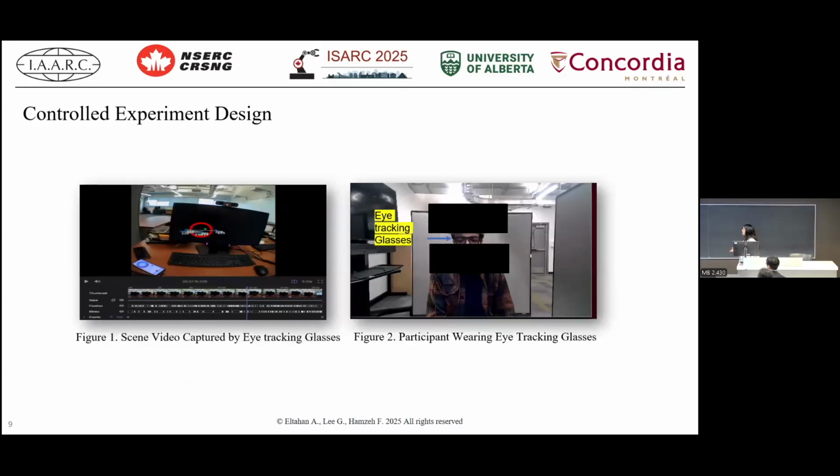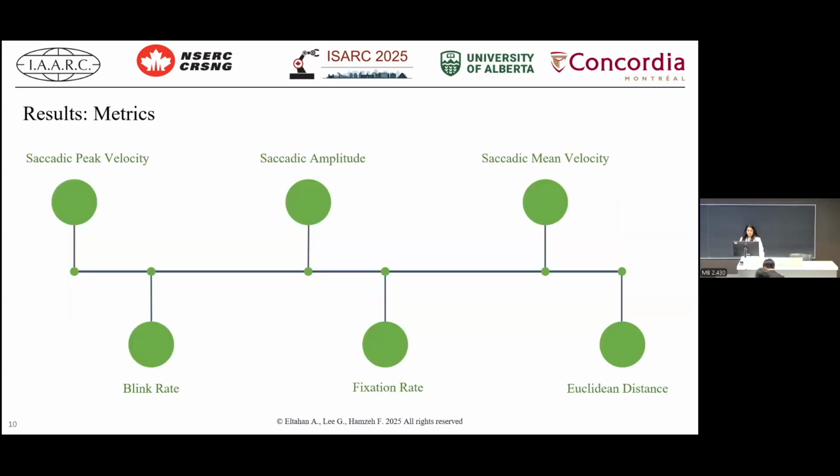So here in figure 1, you can see the scene video captured by the eye tracking glasses. And in figure number 2, we can see one of the participants wearing the eye tracking glasses in our lab setting and performing the experiment.